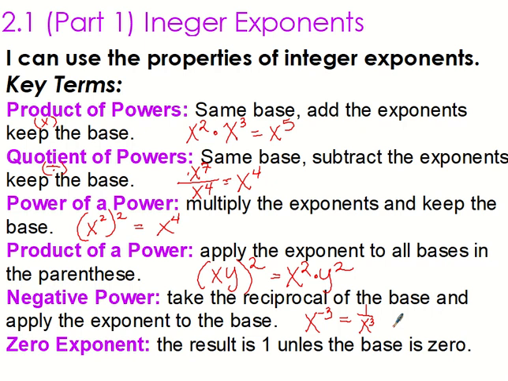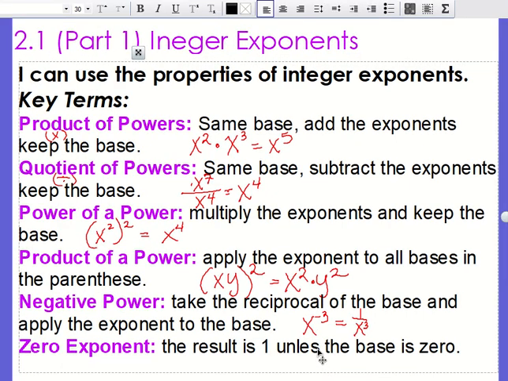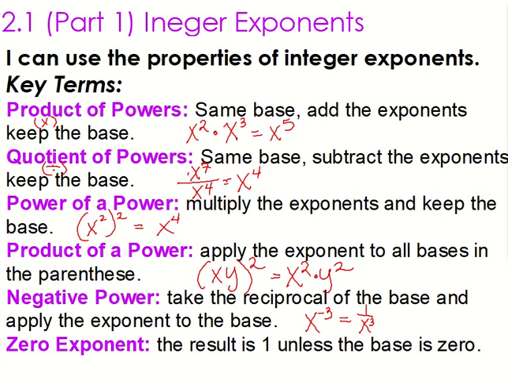All right, and then zero exponent is that the result is always 1 unless the base is 0. I thought I added in my s earlier, so I'm going to add that in really quick. There we go. Unless the base is 0. So anytime you have anything raised to the 0 power, it's always going to be 1, okay, unless it's 0. So if we have x to the 0, it's going to be 1.